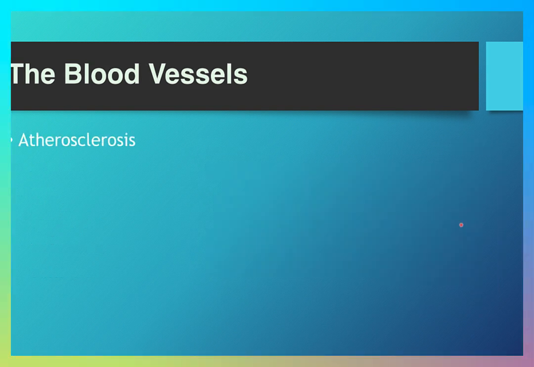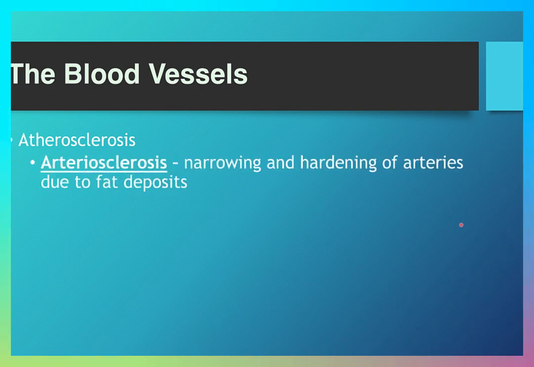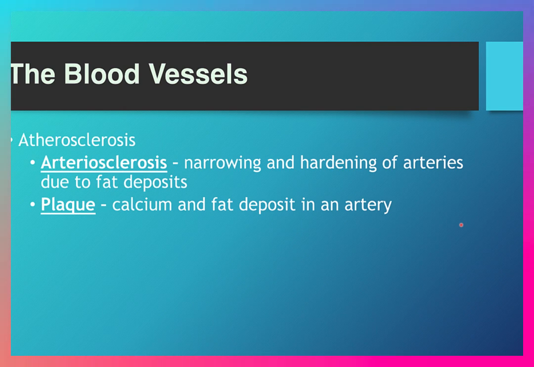Disease of the artery is called atherosclerosis. Atherosclerosis is a narrowing and hardening of the arteries that's due to fat deposits, generally caused by abnormal cholesterol metabolism. This forms a deposit which is called plaque, which also has, in addition to the fat, calcium deposit.